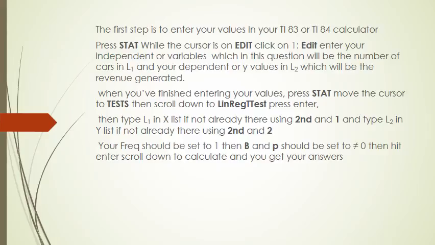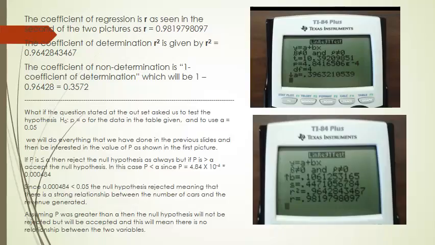Your frequency should be set to 1, but if it's not, put 1 where it says Freq, and then beta, the symbol for the population coefficient of regression, should be set to not equal to 0. Then you hit Enter, and then you scroll down and calculate your answers. It gives you your answers right away.